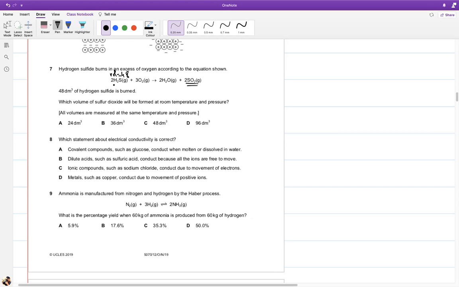Now remember, what is the ratio of volume here? 2 produces 2, right? And in gases, we know that the ratio of moles is the same as the ratio of volume. So if 2 moles produce 2 moles, then 48 dm cube will produce 48 dm cube, because that's the ratio in which it is. So clearly our answer is C.